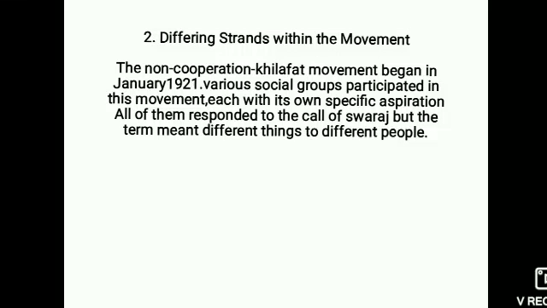Differing stands within the movement. The non-cooperation Khilafat movement began in January 1921. Various social groups participated in this movement, each with its own specific aspiration. All of them responded to the call of Swaraj, but the term meant different things to different people.